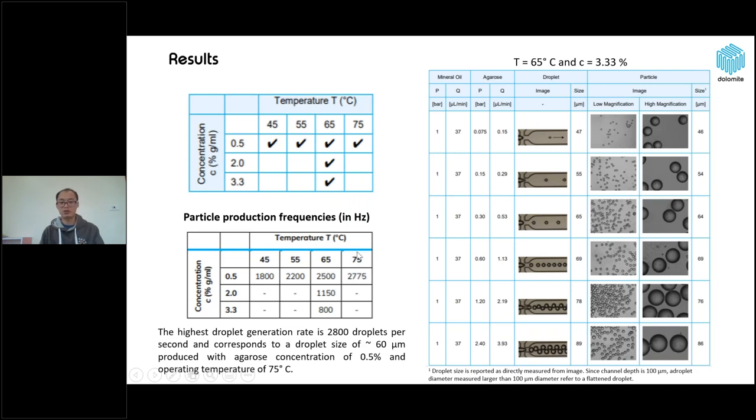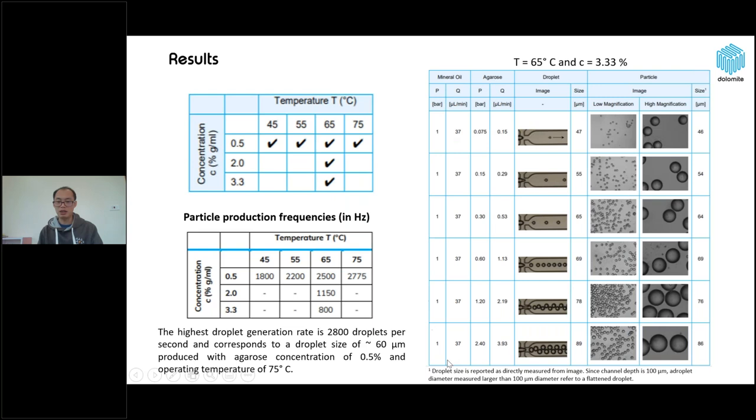It corresponds to the droplet size of 60 micrometers, produced with an agarose concentration of 0.5 and a temperature of 75 degrees C. And this one shows the table with the experiment carried out at just 65 degrees C and with a concentration of 3.3% agarose, with a different pressure and a different flow rate of the continuous phase and the droplet phase agarose.